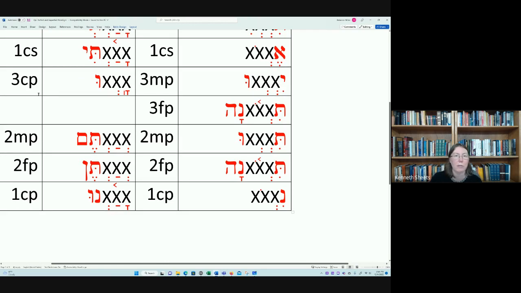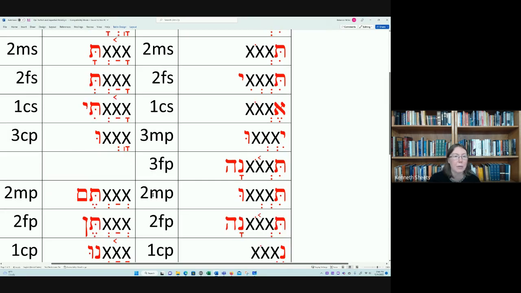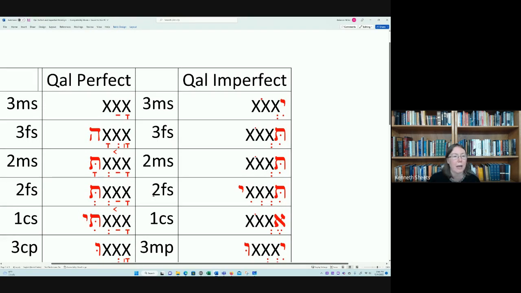Third common plural, which just means that this is the same form for both masculine and feminine. So qatlu, again, notice that qamets there. Then we have the second masculine plural, qetaltem. Second feminine plural, qetalten. And first common plural, qatalnu, accent on the second syllable again. So those are the forms then of the Qal perfect.